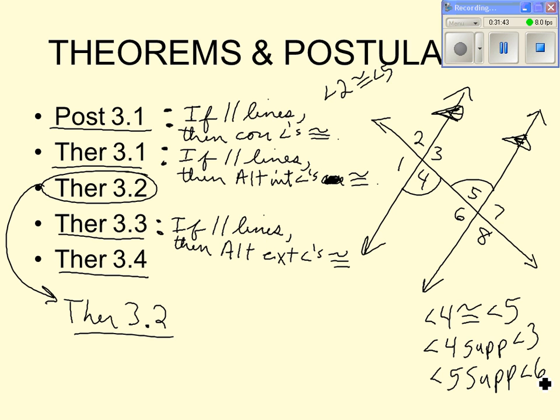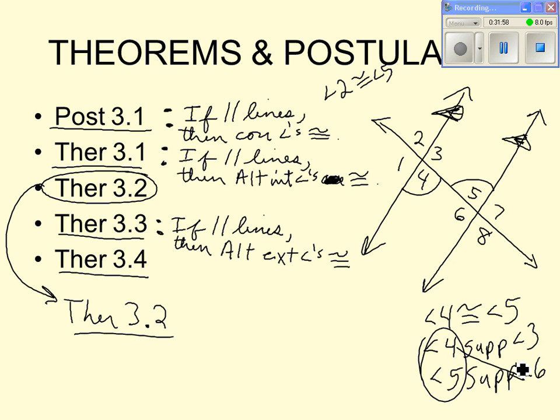Now look at what we have here. We know 4 is supplementary to 3. 4 and 5 are congruent. Well, what's going to have to be true about 4 and 6? They're supplementary. Consecutive interior angles have to be supplementary.